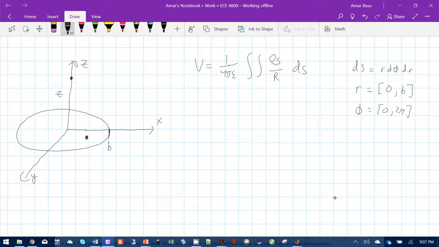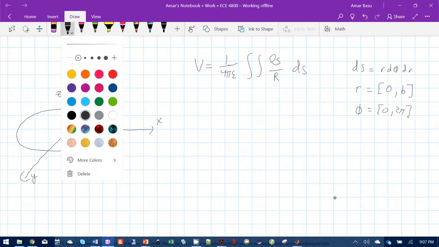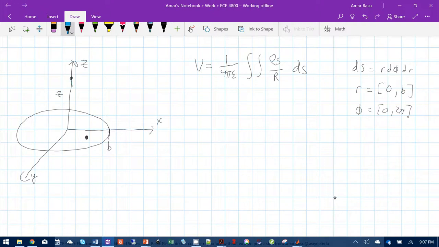So let's pick an arbitrary point on here. We have to integrate the entire surface, but let's pick an arbitrary point. So for this point here, we want to find the distance from this point to, let's draw that, the distance between z, the observation point, and where the charge is. We're trying to find the contribution of the charge at this point, and the observation point is out there on the z-axis.